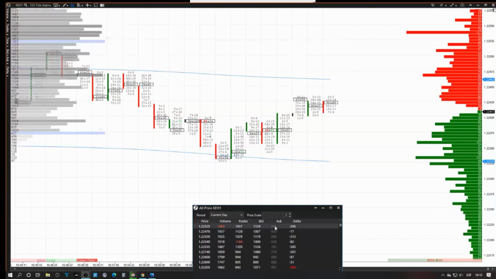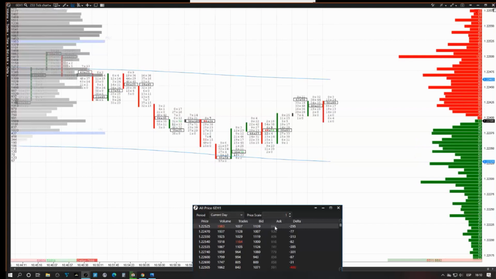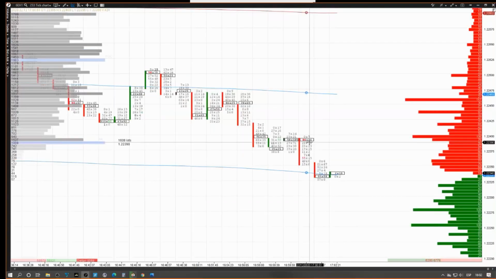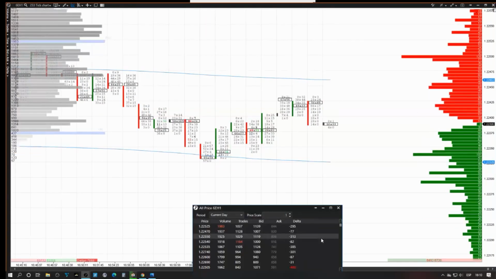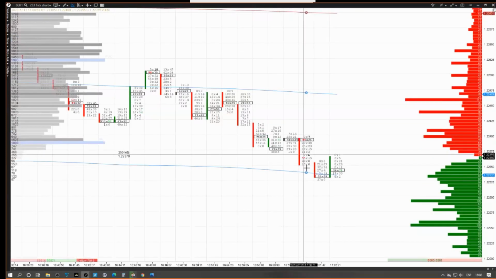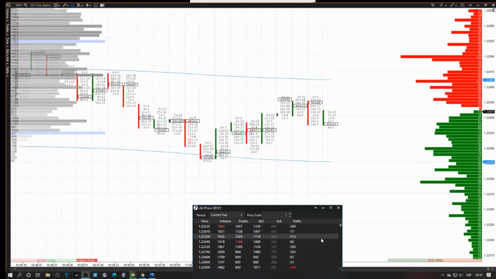Where would you like to go, on the buying side or the selling side? We can pretty much see here that it was a negative 295 delta, meaning that the difference between the bid and ask was negative. So they were actually selling at that price. That can influence our decision to go on selling or buying.